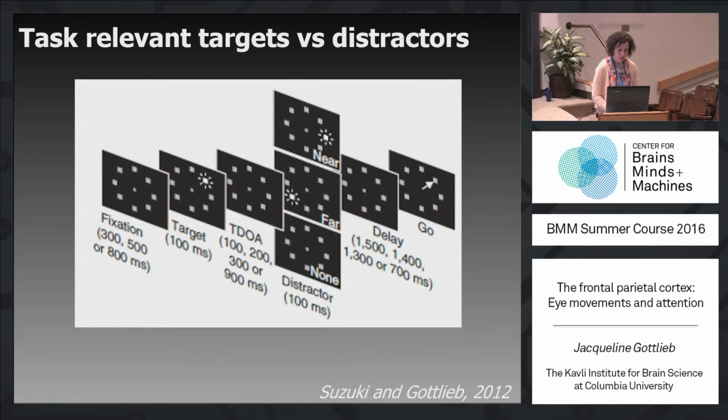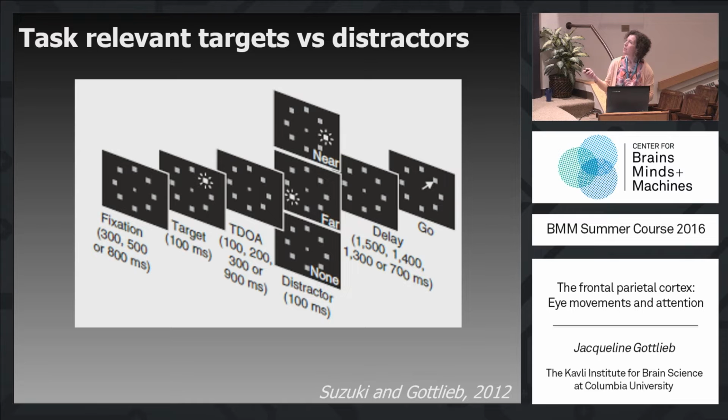So what we did here is we looked at how neurons in LIP and the prefrontal cortex encode targets and distractors. Okay? So again, we use sort of a variant of this delayed saccade paradigm. The monkey was fixating. We flashed a visual stimulus indicating a location that the monkey had to remember and make an eye movement to it at the end of the trial.